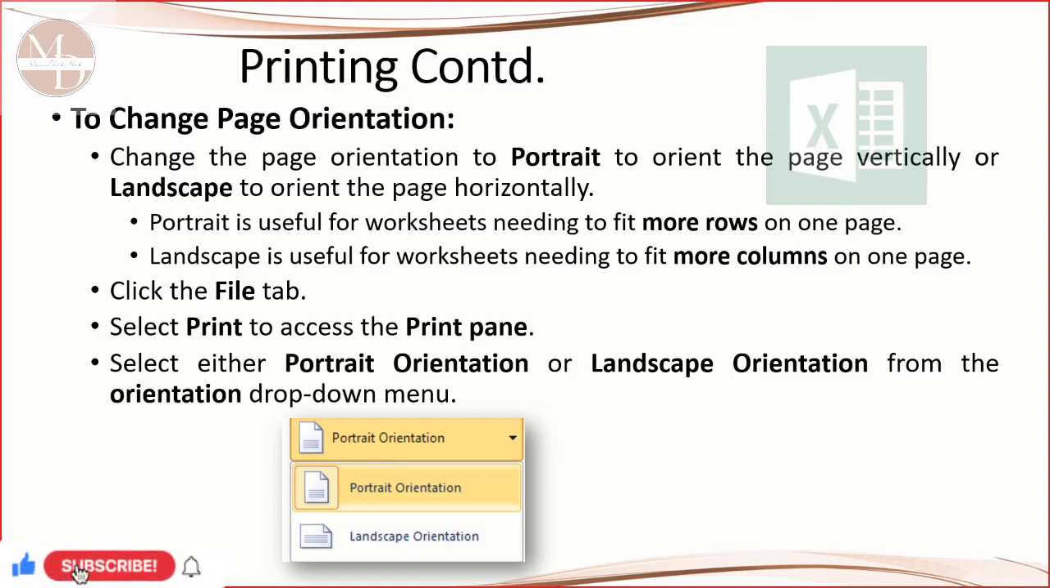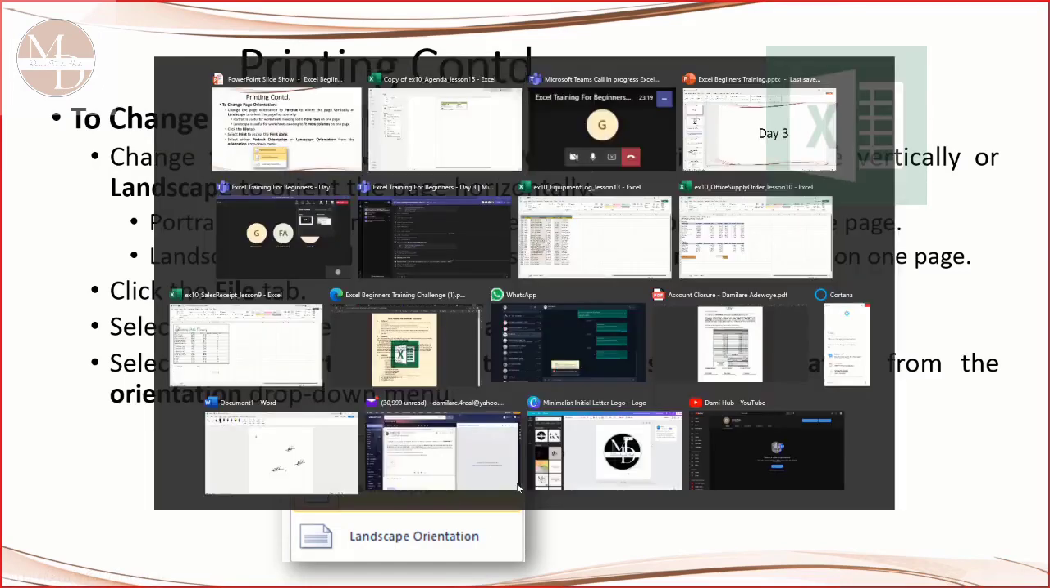Then orientation, we know we have landscape and we have portrait. So portrait is useful for worksheet needing to fit more rows. You want to fit more rows. You want the page to be like vertical, for instance. Horizontal, you want it to fit in more columns. So you pick your orientation depending on the kind of file that you have. So as you can see, it is here from the drop down menu.